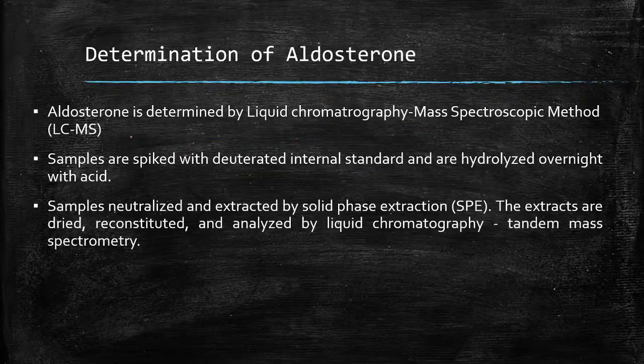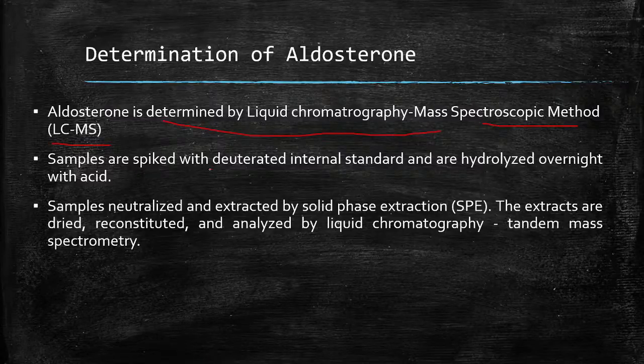Okay. How is aldosterone determined? Aldosterone is determined by liquid chromatography, mass spectroscopic technique. So this is the LCMS technique. This is a hybrid technique which combines two techniques. Chromatography is a separation technique where components are separated. Mass spectroscopy is a technique to identify different chemical molecules based on their molecular weight.